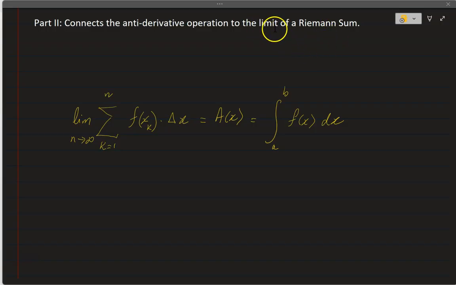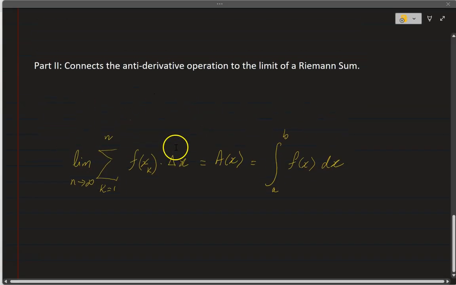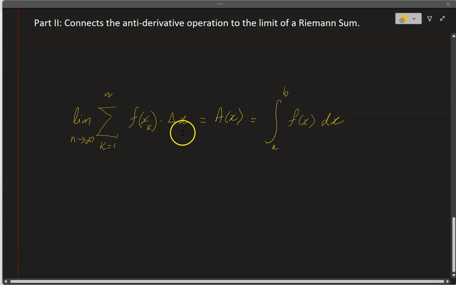The limit of a Riemann sum, which is given by this form right here, is a summation, sigma notation. Remember, all the rectangles, the area of the rectangles, as the number of rectangles approaches infinity. When you do that, that is equal to the antiderivative within the interval of a, b of that function f of x dx. But the idea is the connection that is being made with the limit of the Riemann sum definition. And that's what the second part of the fundamental theorem of calculus is.